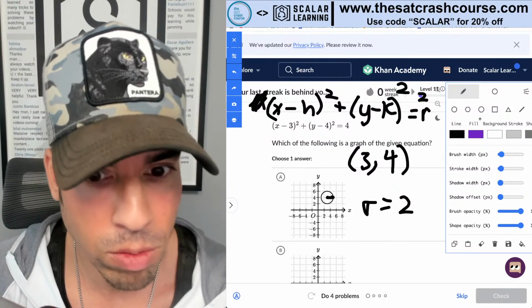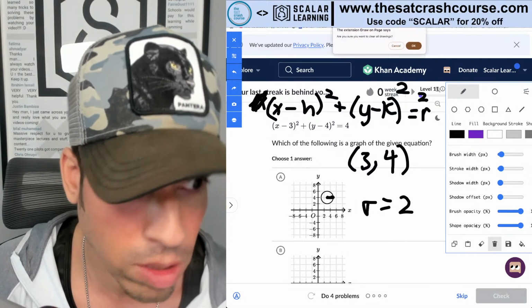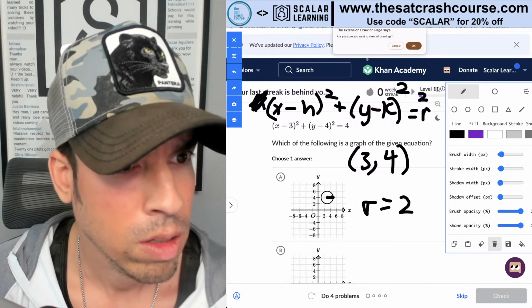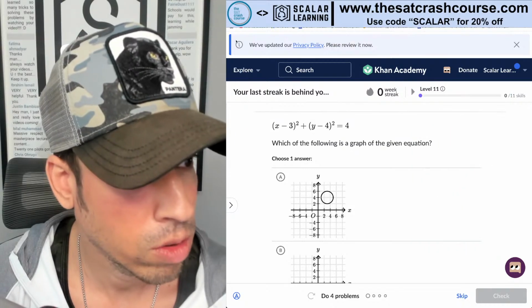Hold on, let me get rid of the rest of this. This is glitching for some reason. Let me clear everything. Clear all drawings, yes. Okay, let me close this.